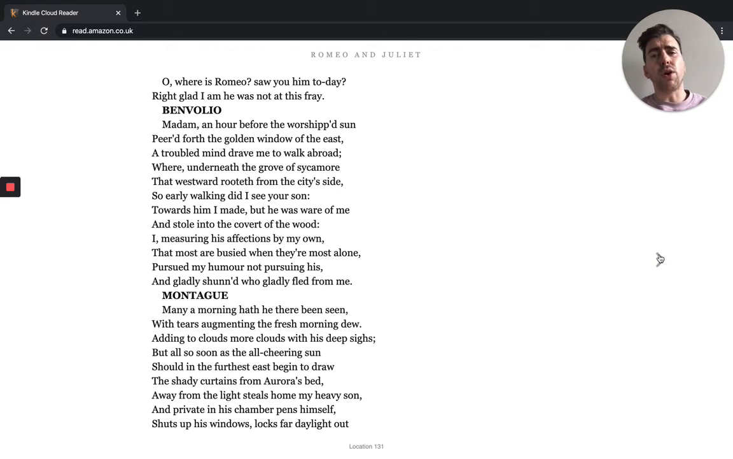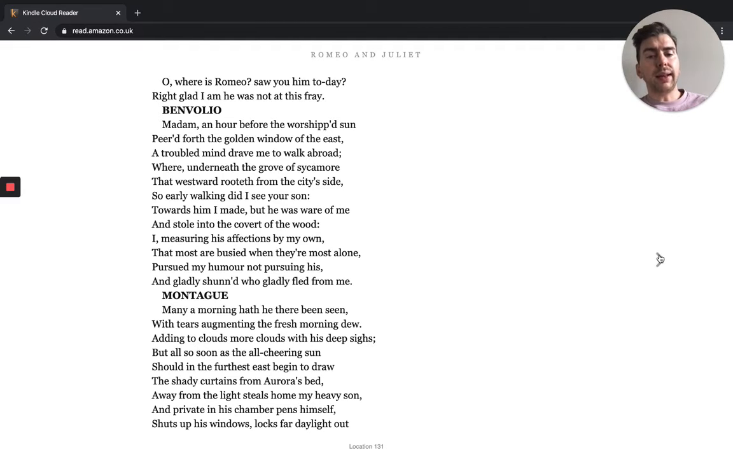Oh, where is Romeo? Saw you him today? Right glad I am he was not at this fray. Madam, an hour before the worshipped sun peered forth the golden window of the east, a troubled mind drove me to walk abroad, where underneath the grove of sycamore that westward rooteth from the city's side, so early walking did I see your son. Towards him I made, but he was ware of me and stole into the covert of the wood. I, measuring his affections by my own, that most are busied when they're most alone, pursued my humour, not pursuing his, and gladly shunned who gladly fled from me.